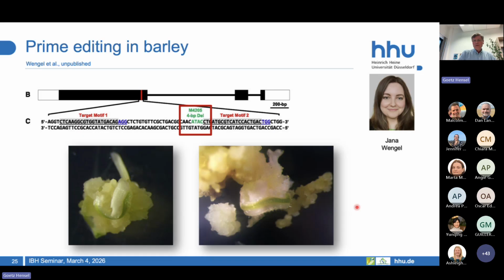In parallel, in another collaboration, we have confirmed similar efficiencies like Bing Yang in rice. So we also got rice plants which were prime edited at high efficiency.